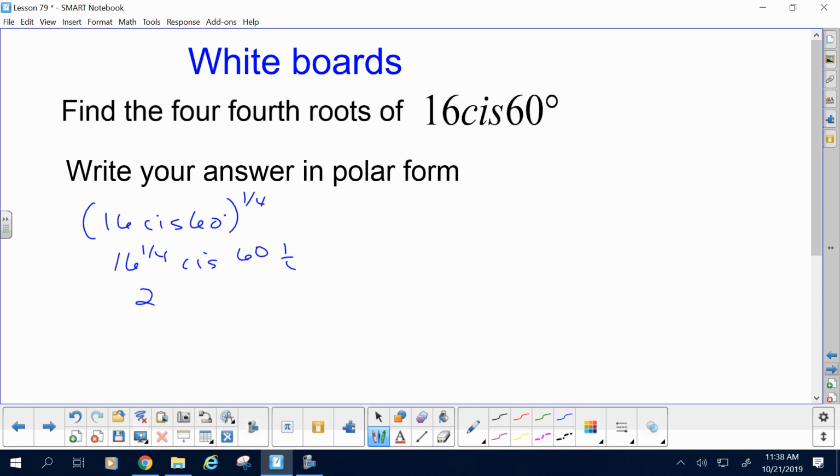Times 1/4. True. Okay, so is your first solution 2 cosine i sine 15? Yes. Excellent. All right. What's the spacing between that and the next solution? 90. Where'd you get 90 from? 360 divided by the 4th root, so 90 apart. So the next one is at 2 cosine i sine 90 plus 15, or 105, then 195, then 285.